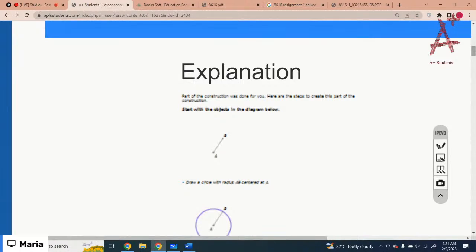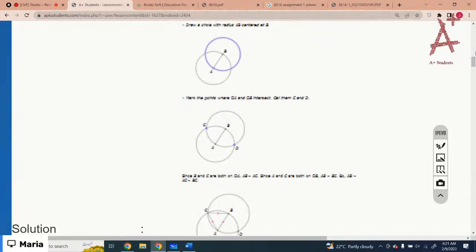Part of the construction was done for you. Here are the steps to create this part of the construction. Start with the object in the diagram below. So you have a line AB, got it? Draw a circle with the radius AB centered at A. So just select A as the center and draw a circle with the radius AB, got it? Okay.